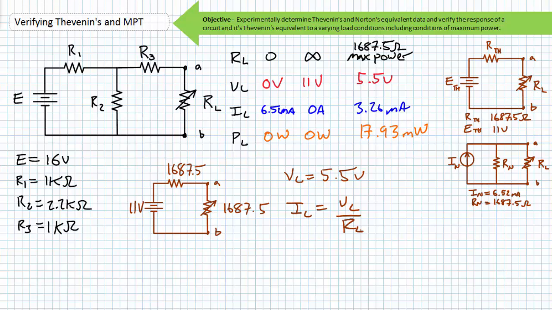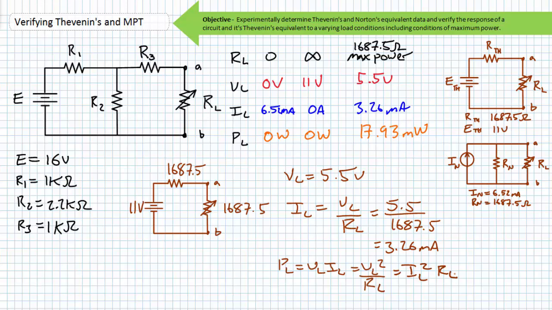We can use Ohm's law to determine the current through the load resistor. Substituting in the necessary values, we find current through our load resistor to be 3.26 milliamperes. We can use any permutation of the power equations to solve for power dissipated by the load resistor only. Substituting in the necessary values, we again find power dissipated by the load resistor only to be approximately 17.93 milliwatts.